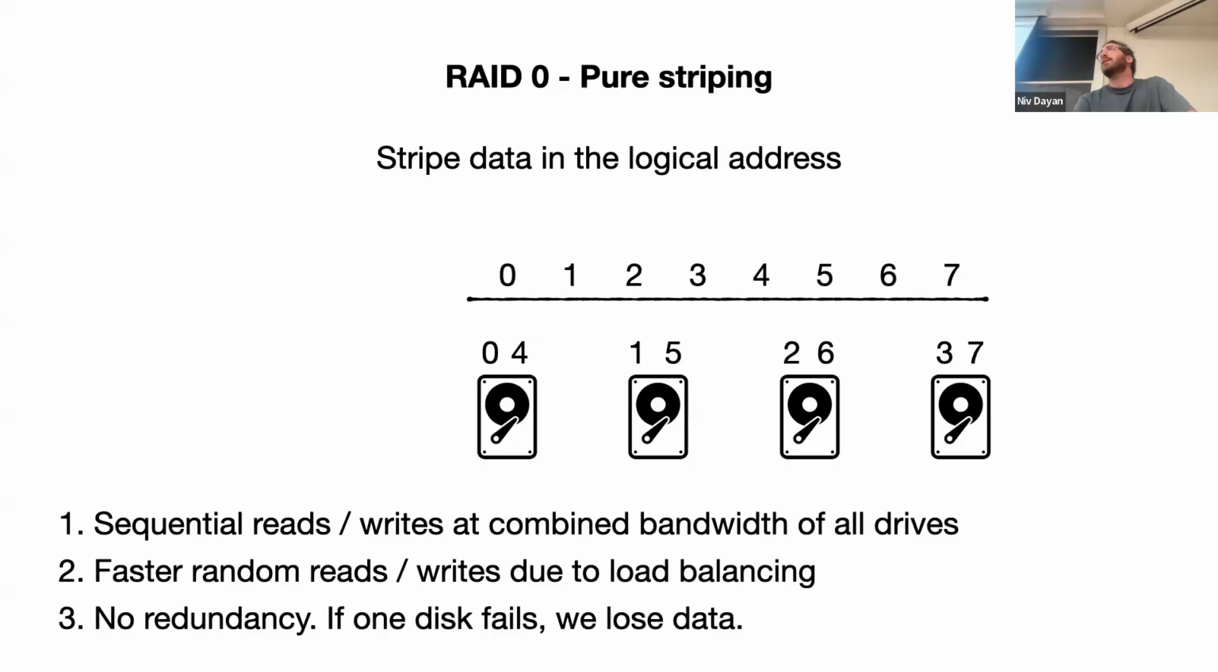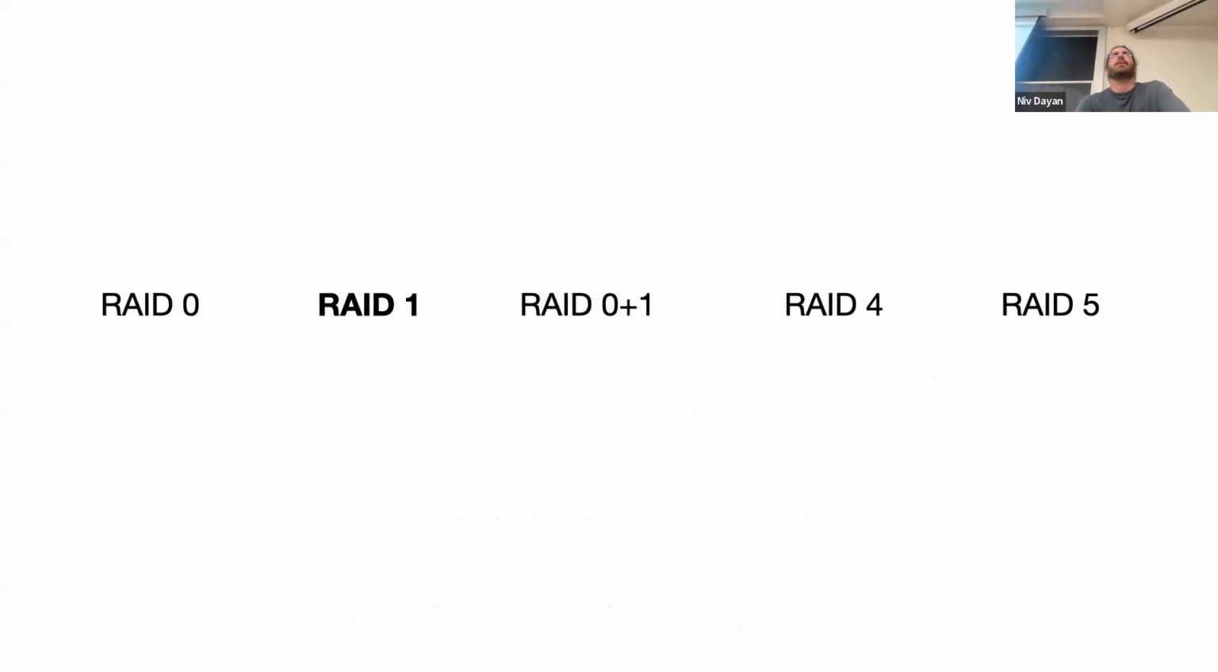Okay, so basically, we covered the pros and the cons. In some sense, this design is at the extreme because it's as good as you could possibly be in terms of performance, but it has no redundancy, so it's as bad as you could possibly be in terms of fault tolerance. Okay, so let's move to RAID 1.